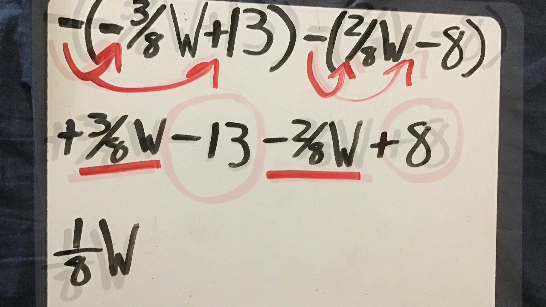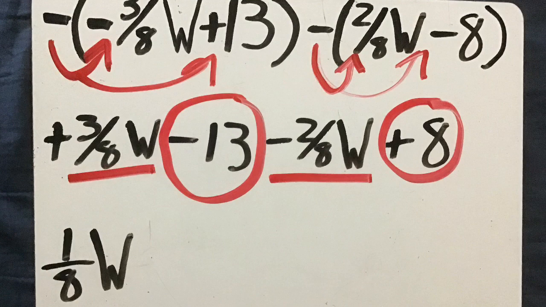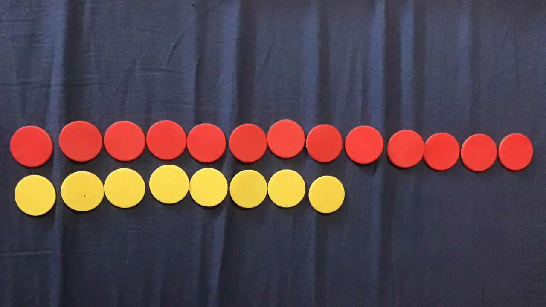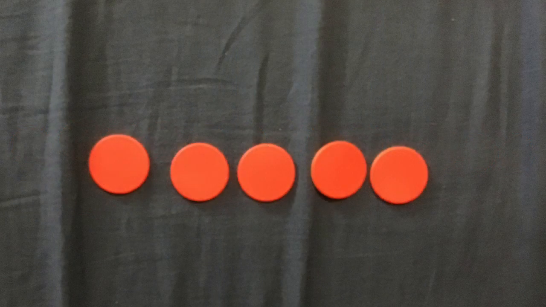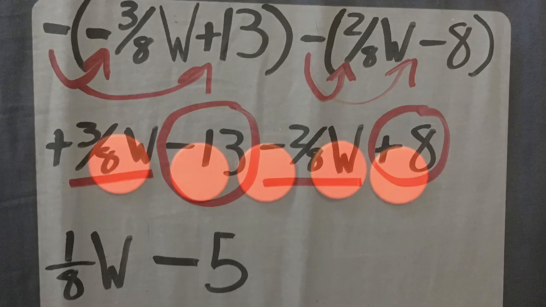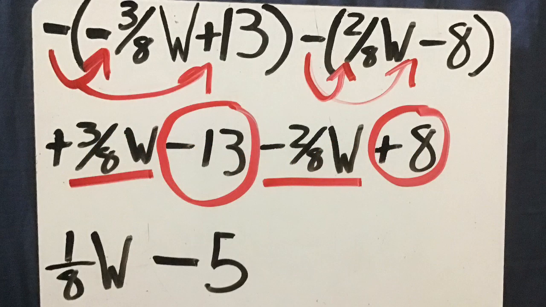Now I can look at my numbers without w's. So negative 13 plus 8. Here I've lined up 13 negative red circles and 8 positive yellow circles. Once I've canceled them out, I'm left with 5 negative red circles. So I add my negative 5. So I have 1/8w minus 5.